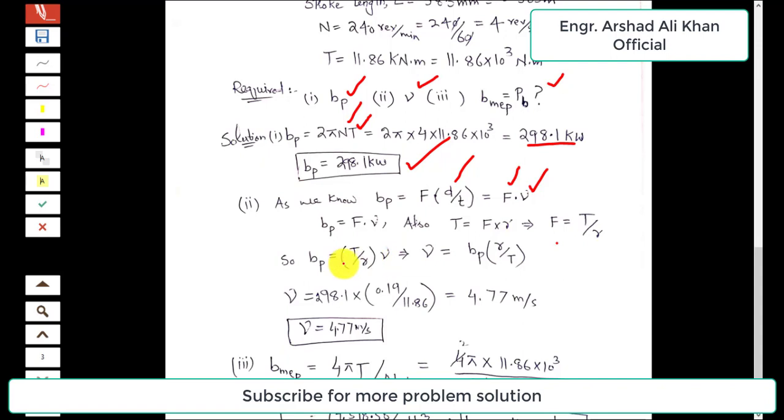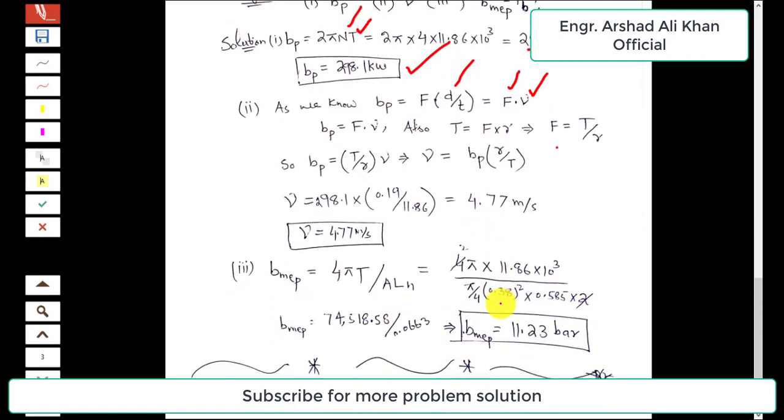So rearranging this expression for mean piston speed, v is equal to BP into R by T. So now BP is 298.1 kilowatt, R is 0.19 meter and T is 11.86 in kilo units. So kilo and kilo will cancel with each other, and the value of mean piston speed comes out 4.77 meter per second. Third, we have to find the brake mean effective pressure.